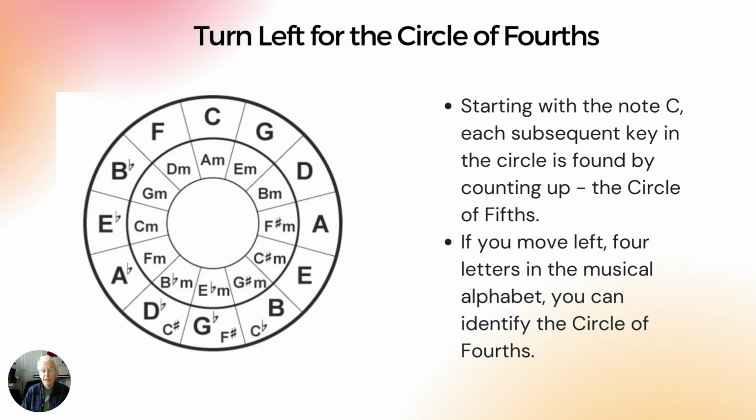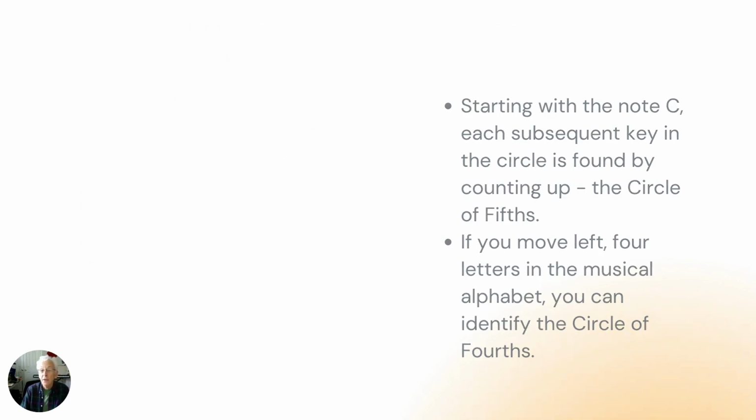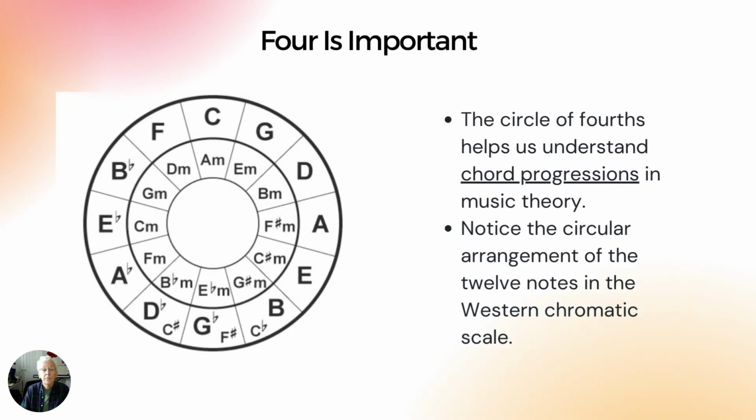If you start at the top, that's C. To the right is G. If you continue that way, that is observing the circle of fifths. If you start back up at the top with C and go to the left, you'll notice that 4 intervals above is F, hence the circle of fourths. That's how you can tell them apart.